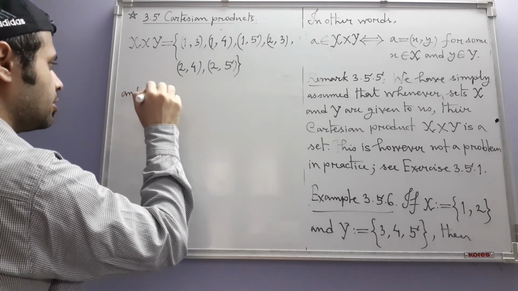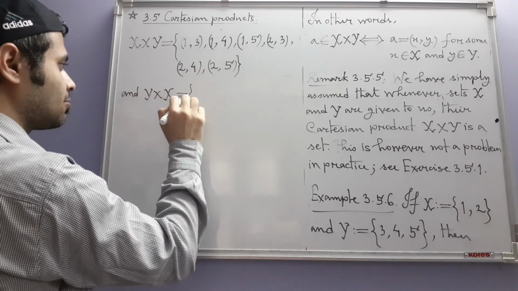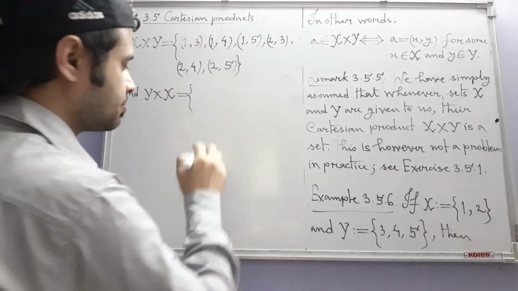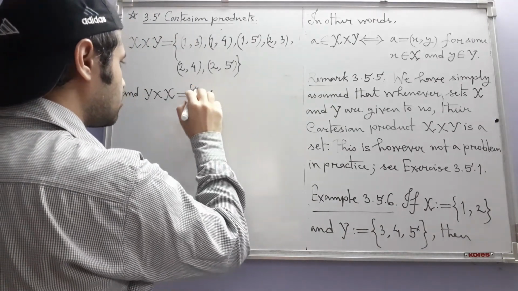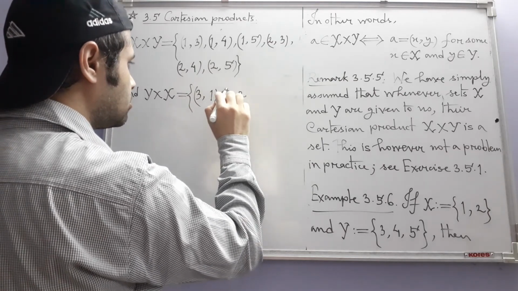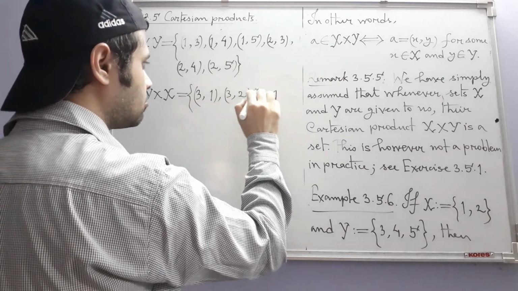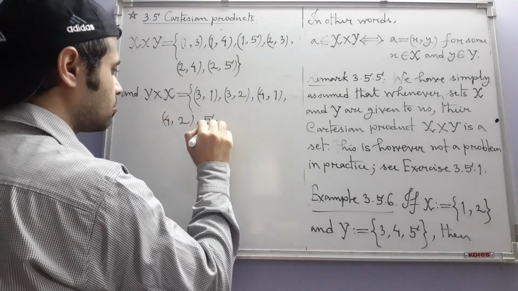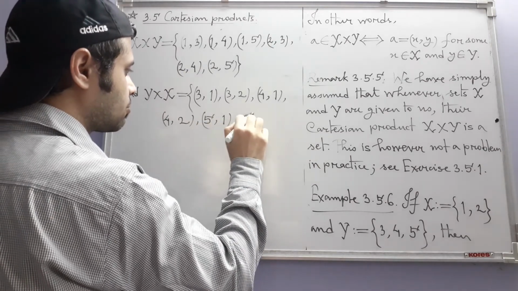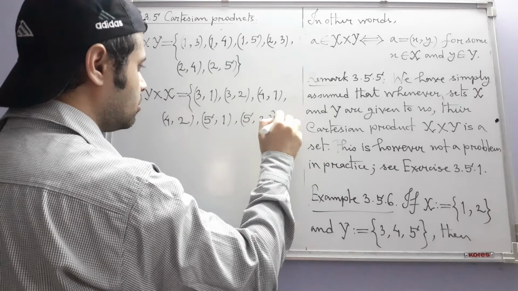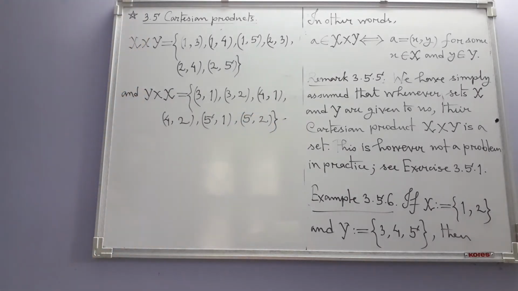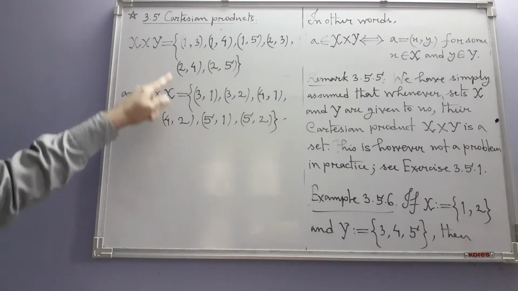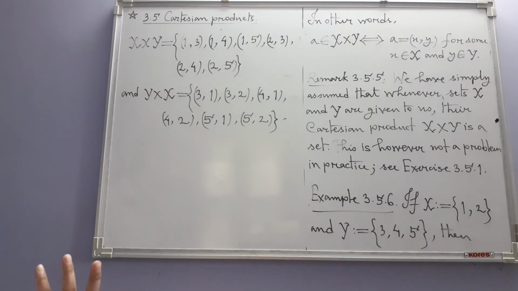Like that we can calculate Y cross X. Now the first coordinates will come from Y and the second coordinates will come from X: (3,1), (3,2), (4,1), (4,2), (5,1), (5,2). Looking at these two sets, you can see that they are completely different. In fact, they are disjoint. They don't have any element common. Okay.